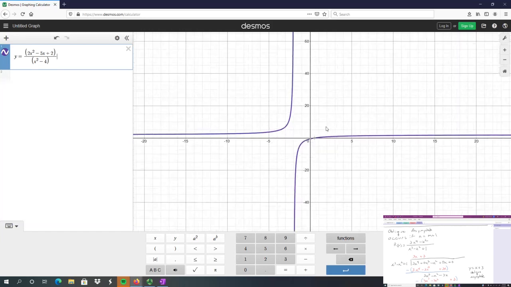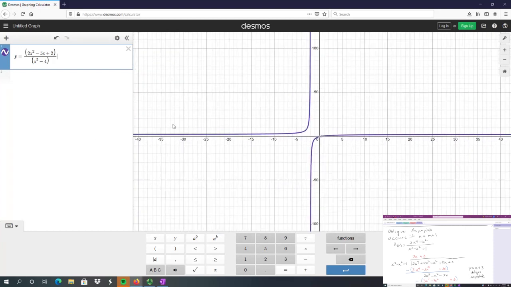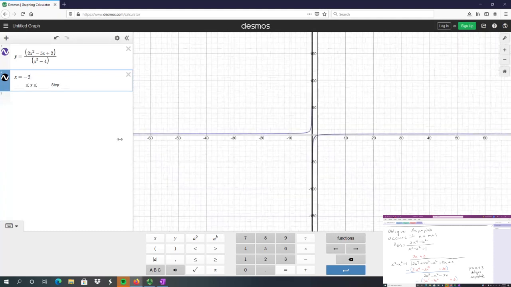And we can get a graph. And so here we go. We have this graph. We look at this. Let's see. We have an asymptote here at -2. Right? So let's put that in. So x equals -2. Let's put that graph. Let's put that in. We can see where that asymptote line is. There's my asymptote line. Right?